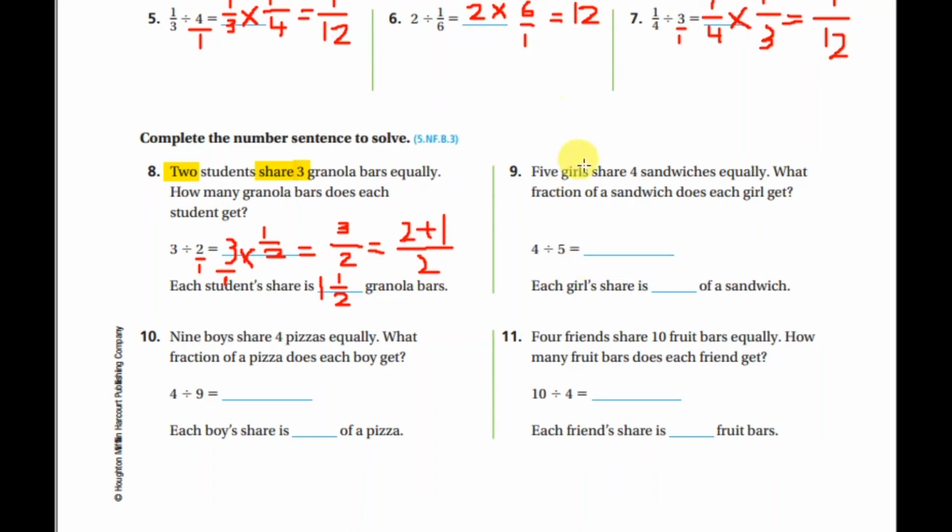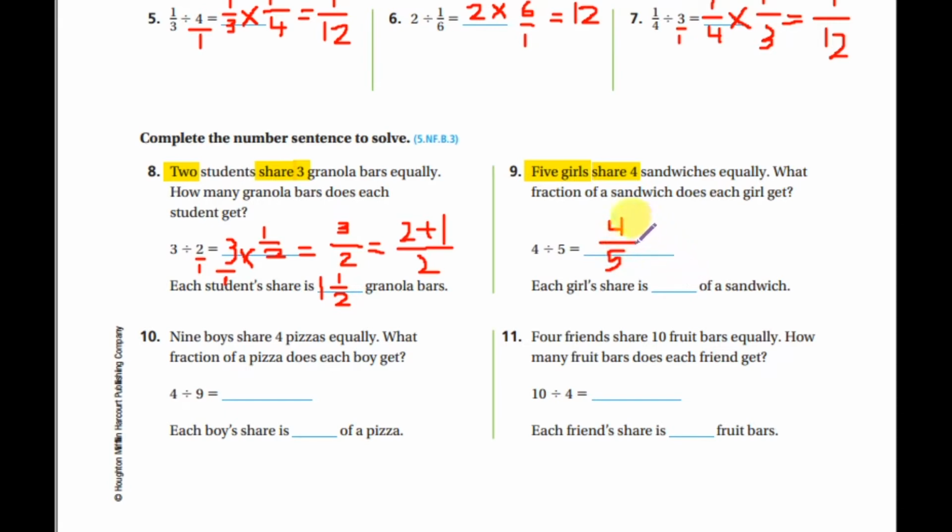Next question, number 9. 5 girls, so the same. Share means divide. 4 sandwiches equally. So 4 is the whole number. Share means I will divide by 5 girls. So again, without the need to convert it to multiplication, you have a number which is 4 divided by, so you can express it as a fraction 5.